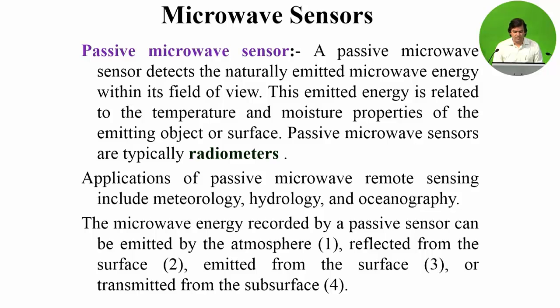Applications of passive microwave remote sensing include meteorology, hydrology and oceanography. The microwave energy recorded by a passive sensor can be emitted by the atmosphere, reflected from the surface, emitted from the surface, or transmitted from the subsurface.